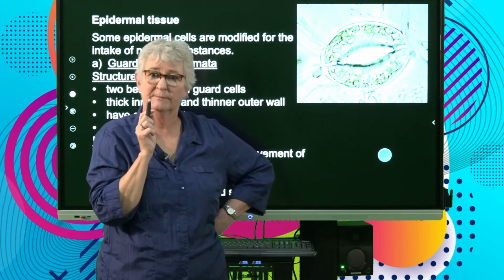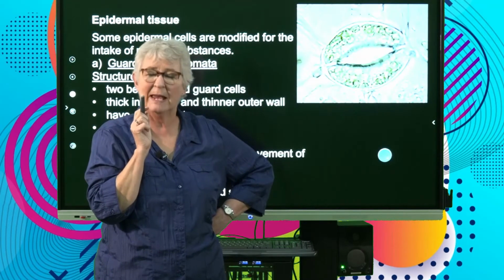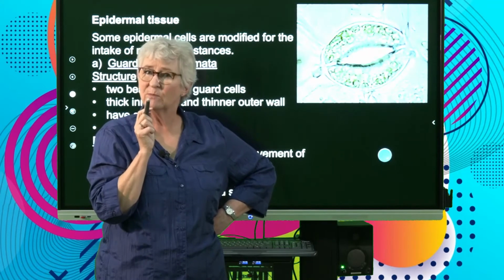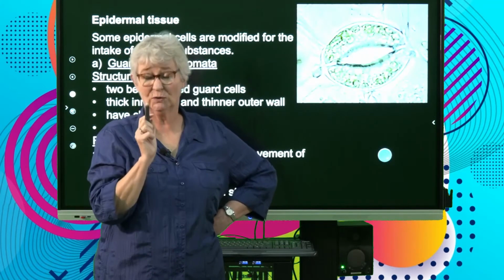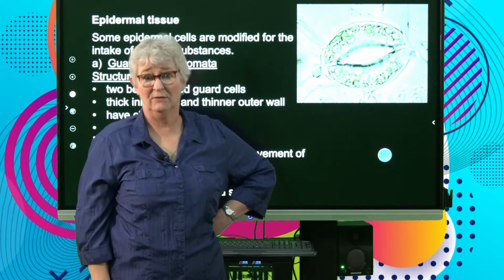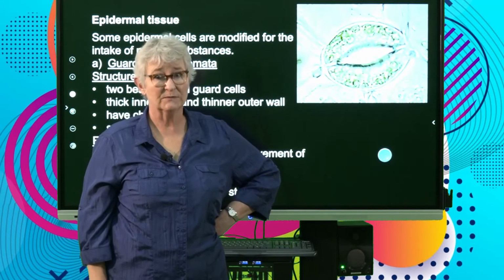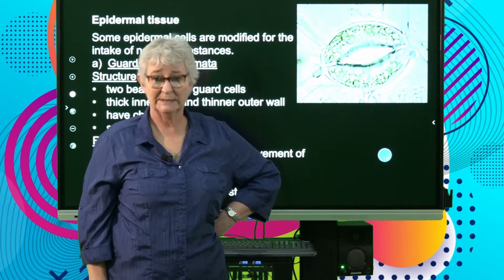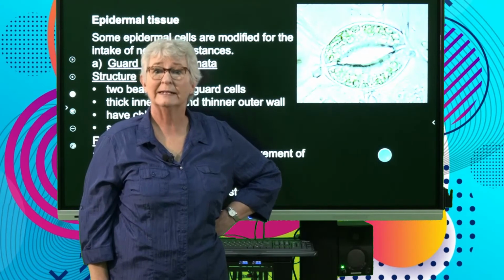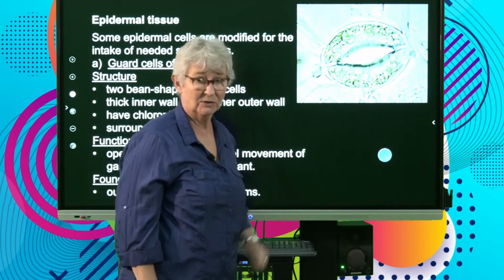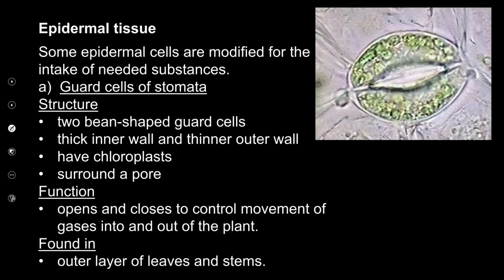But you couldn't live with a plastic bag over your head. In the same way, a plant can't live if it's totally isolated from its environment. So in certain parts of the plant, you will find special cells which take in the substances a plant needs. We're going to have a look at two of these. First one is something called a guard cell, which is found in leaves.